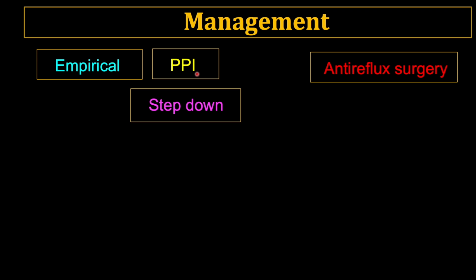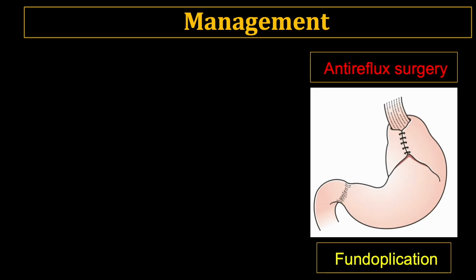The surgical management option is anti-reflux surgery. The purpose of anti-reflux surgery is to strengthen the lower part of the esophagus, that means the abdominal part of the esophagus. It is strengthened with a wrap of stomach around the lower part of the esophagus. This surgery is known as fundoplication surgery. Fundoplication prevents the reflux of acidic gastric content into the esophagus.